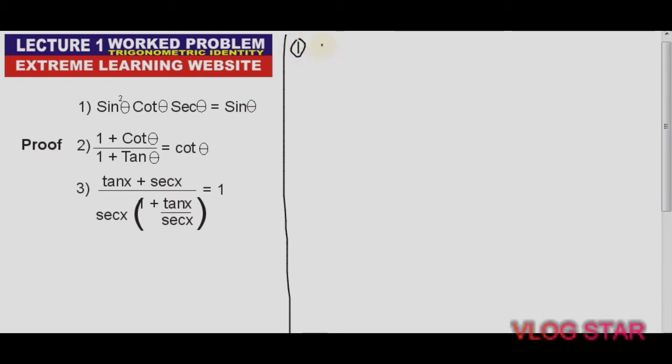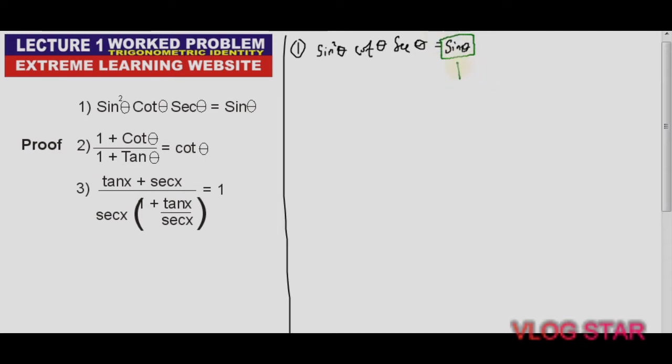The first one: sine square theta cot theta sec theta is equal to what? Sine theta. What we want to do here is to prove that the left hand side will be equal to the right hand side. If we simplify this side, we're going to end up with just sine theta. The next thing is you look at this side. This is what you're actually supposed to get as your answer.